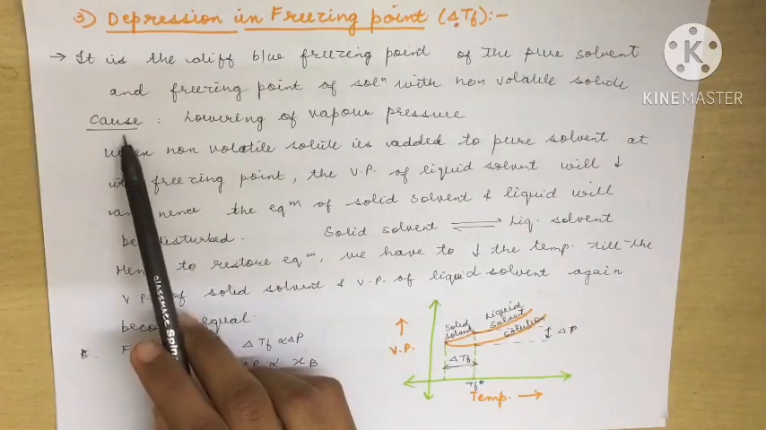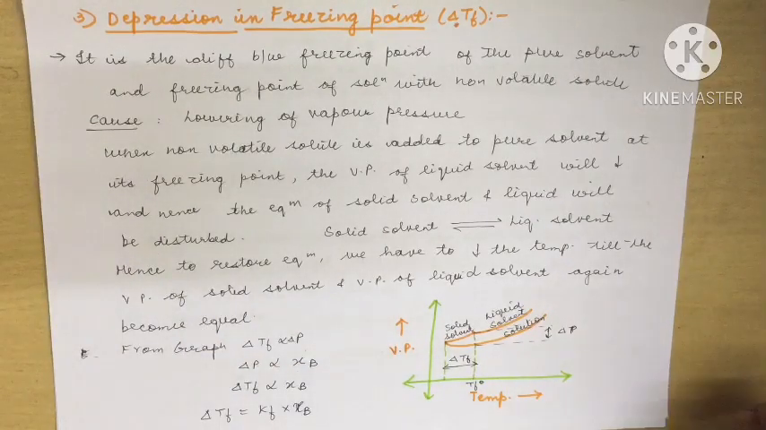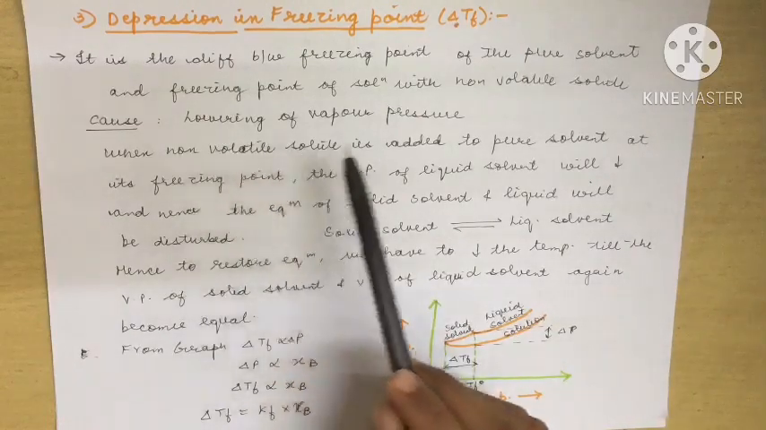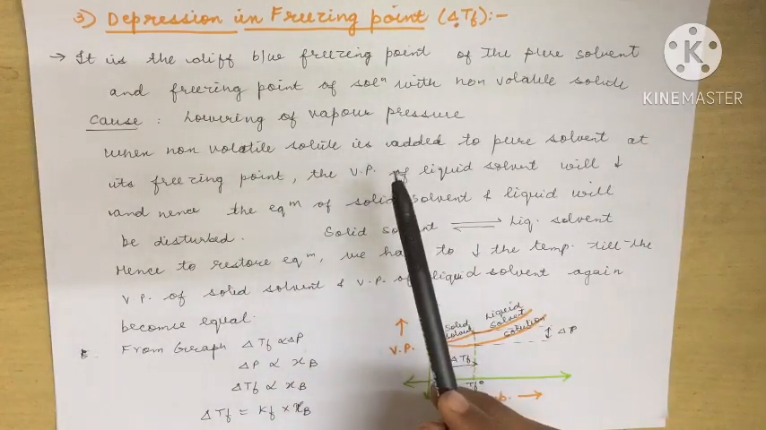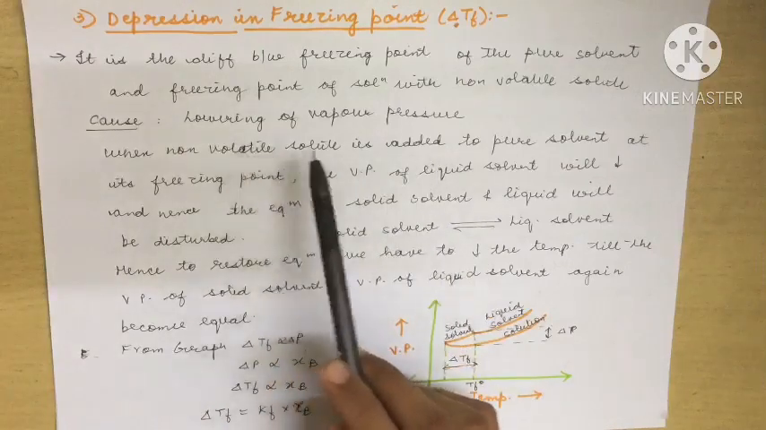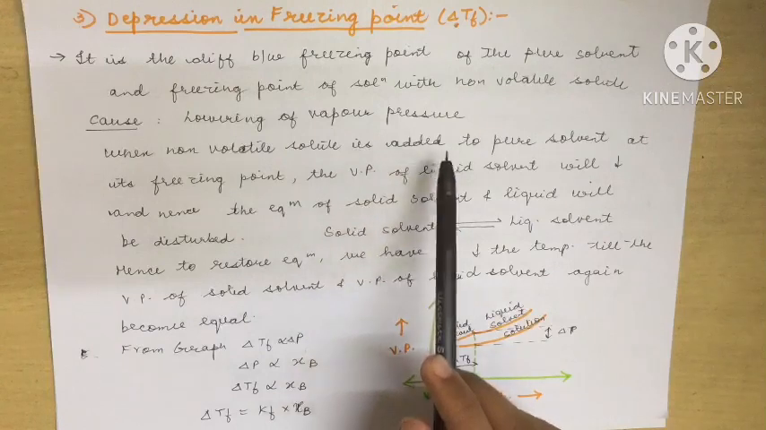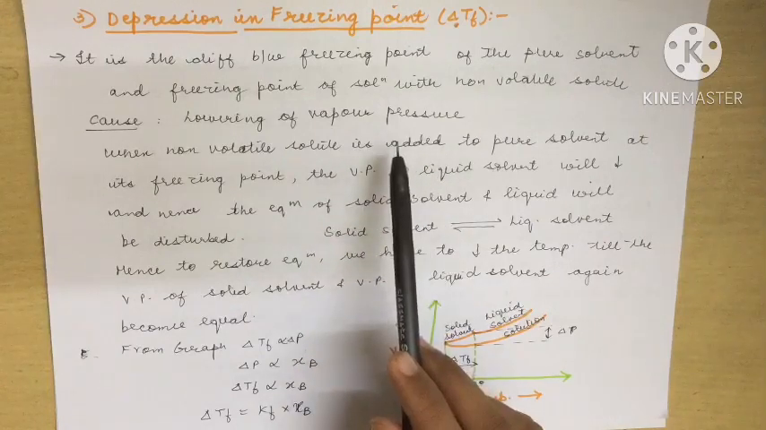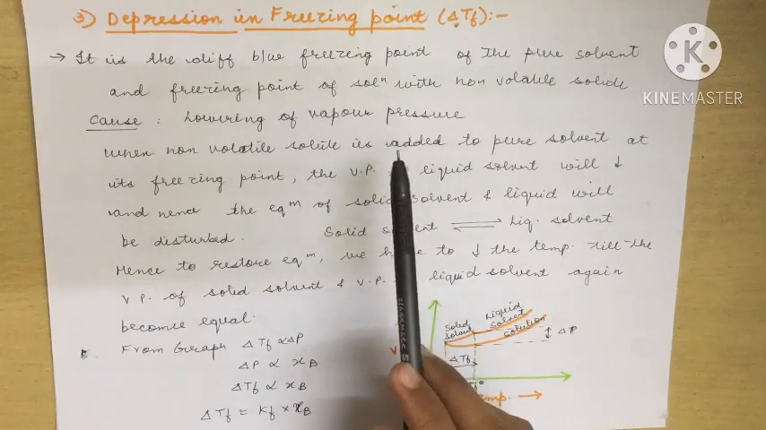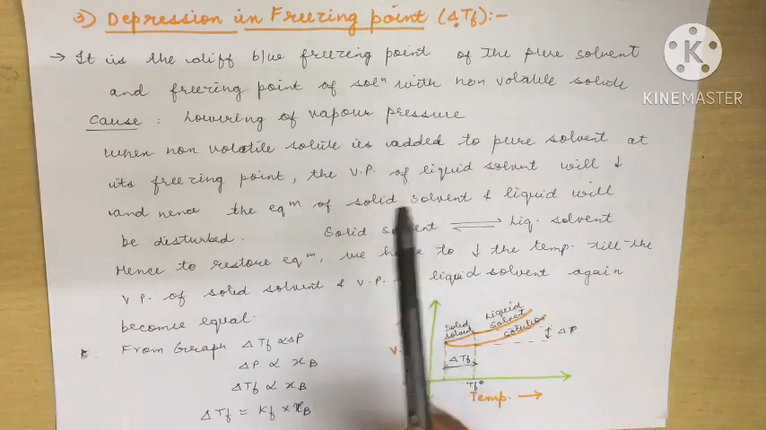Now what is the cause behind this? When we are adding non-volatile solute, why is the freezing point decreasing? What is the main cause? As we have seen what was the main cause for the elevation in the boiling point, similar is the cause for the depression in the freezing point, that is the lowering of the vapor pressure. Now what does this mean? It means that whenever you add non-volatile solute, the vapor pressure will get lower, and because of that we have the depression in freezing point. Now let us understand how.